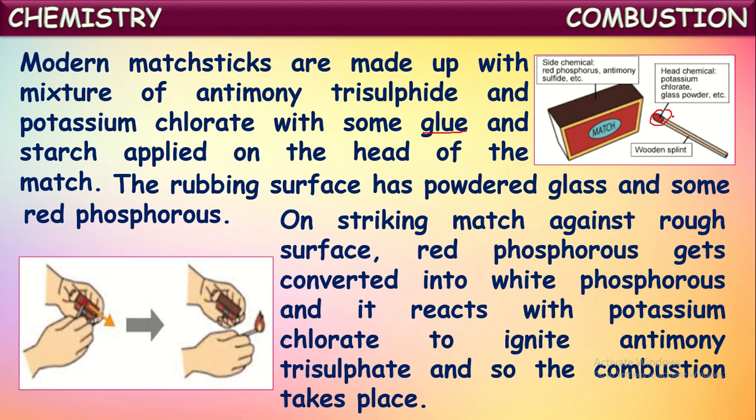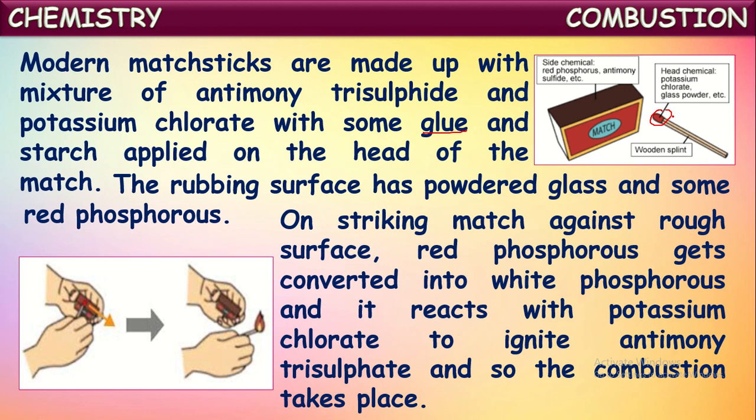Okay, this is the chemical reaction that occurs in matchsticks. Don't worry, this is just for our information. There is no need to remember these chemical formulae. What are those? Antimony trisulfide and potassium chlorate. These two chemicals are present on the head of the matchstick, the black spot. And the matchbox surface, the brown surface at the edges, contains red phosphorus with some glass powder. The glass powder is there to give roughness.